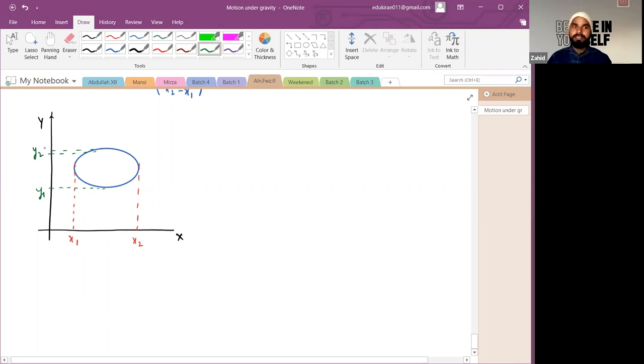So for any curve, whether it is a circle or ellipse, whenever you have to calculate area, it will be pi times r1 into r2. R1 will be the radius along the x-axis, so it will be calculated using x2 minus x1 divided by 2. Similarly, R2 would be equal to y2 minus y1 divided by 2.